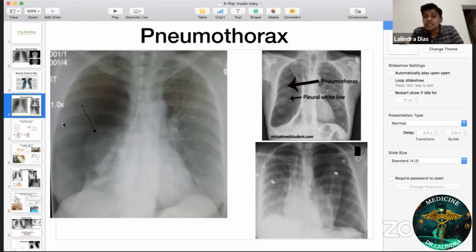Then you call your surgical colleagues, and you go for the definitive management, which is insertion of an intercostal tube, IC tube. So IC tube will be put in here. This is also another pneumothorax, and this is another pneumothorax on your left side. So this is a left-sided pneumothorax here. So IC tube will be put into this pleural space, and that air will be drained out.